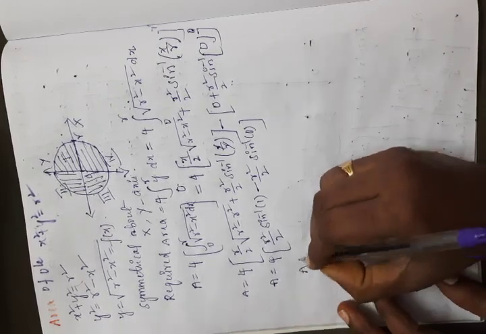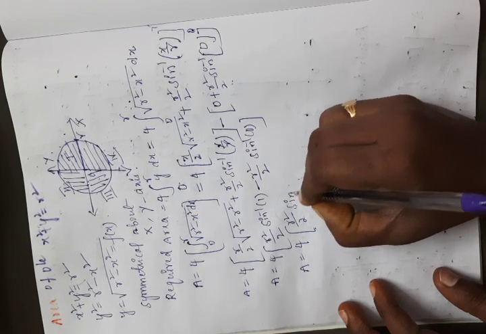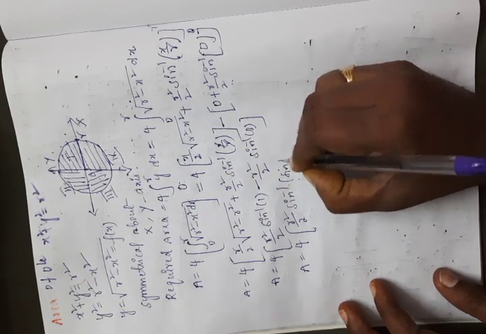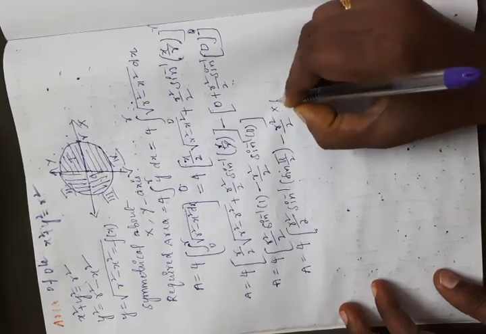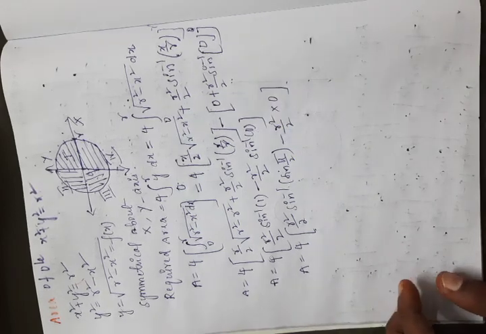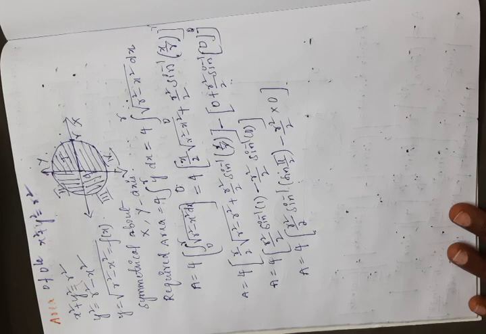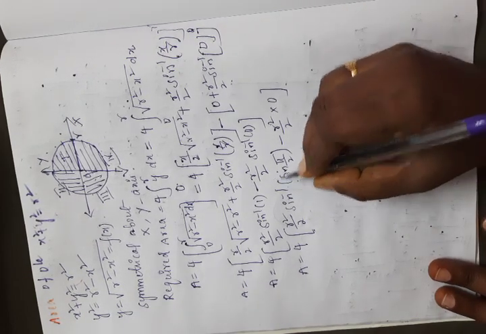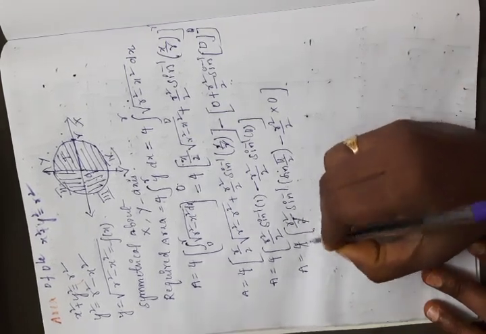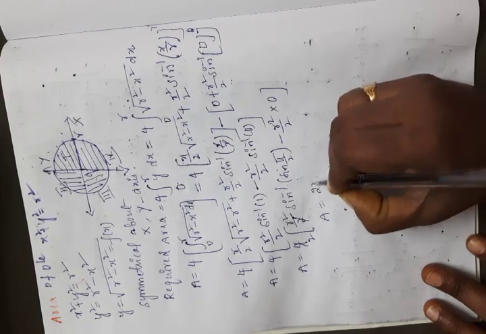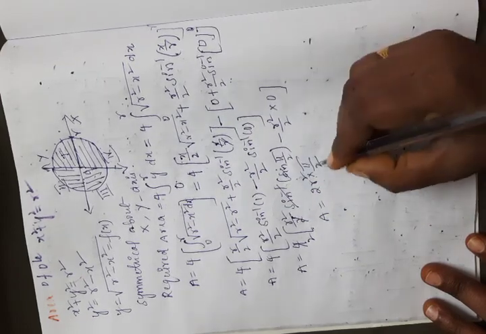Therefore area is equal to 4 into r square by 2 sin inverse of sin pi by 2 minus r square by 2 into 0, because 0 is sin 0. Therefore sin inverse of sin cancel, you'll get pi by 2. Therefore 2 1s are 2, 2 2s are cancelled. Area is equal to 2 into r square into pi by 2, sin inverse sin cancelled, 2 cancelled.